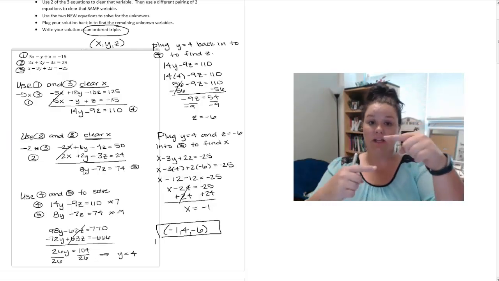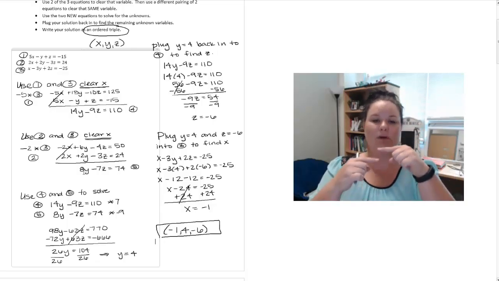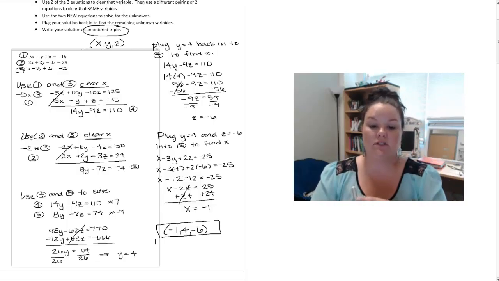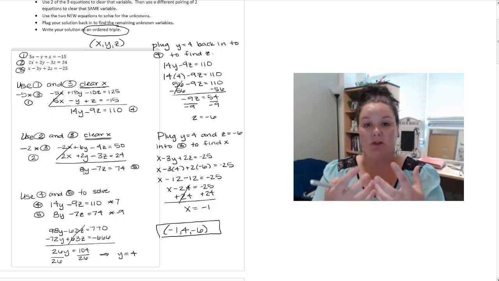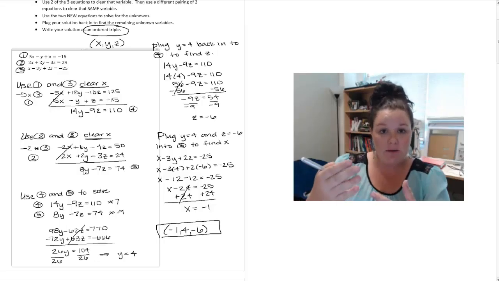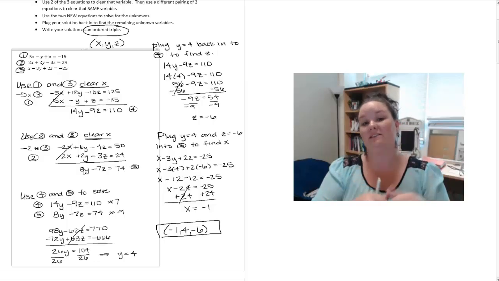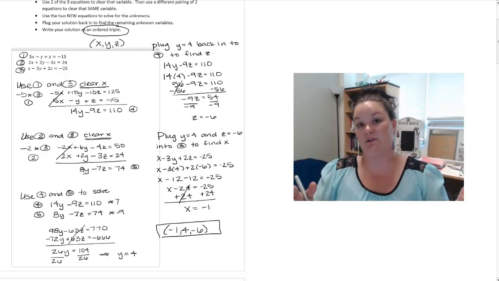Now that we have 2 equations, equation 4 and 5, that only have y's and z's, we can easily use those 2 equations to solve for either y or z. Once we get that answer, we plug it back into one of our equations that has 2 variables. And then once we have those 2 answers, we can put them back into one of our original equations to get that 3rd variable.